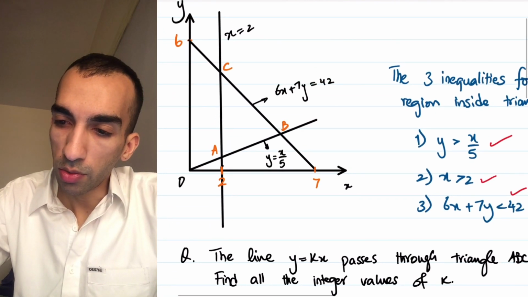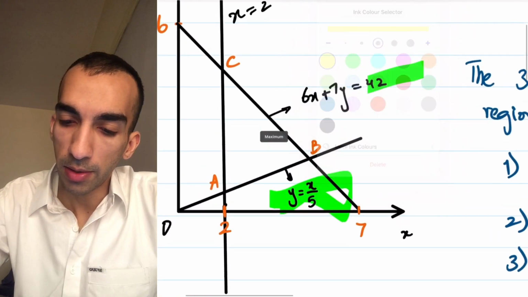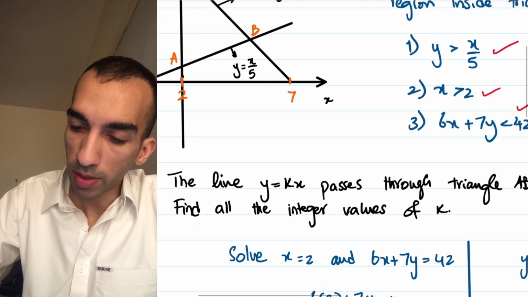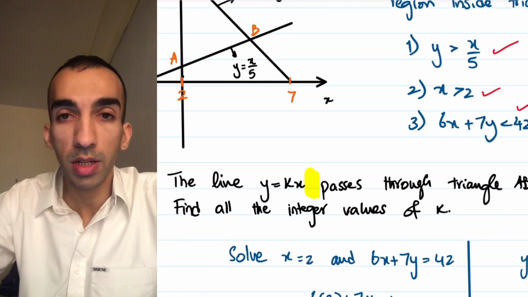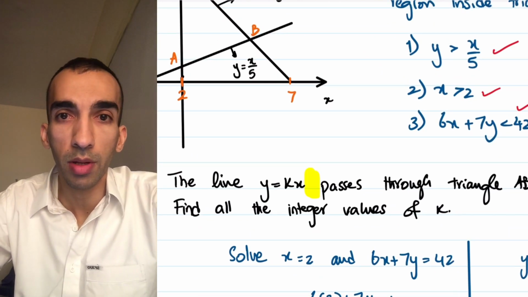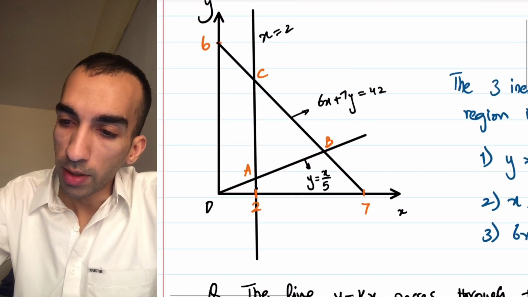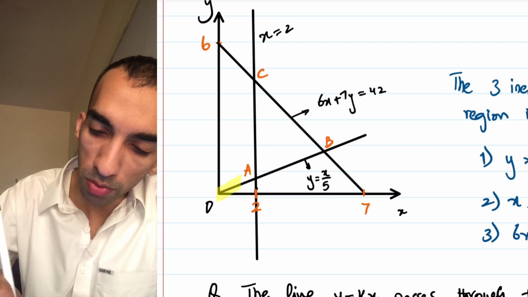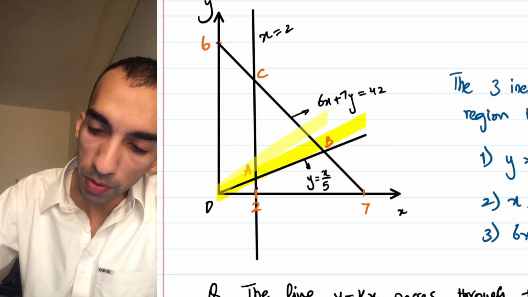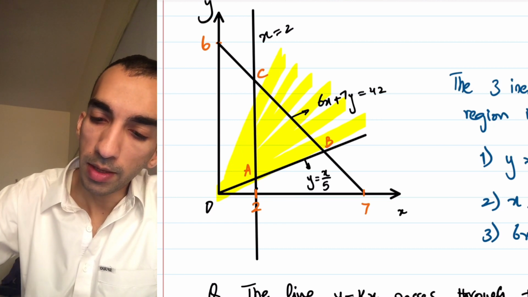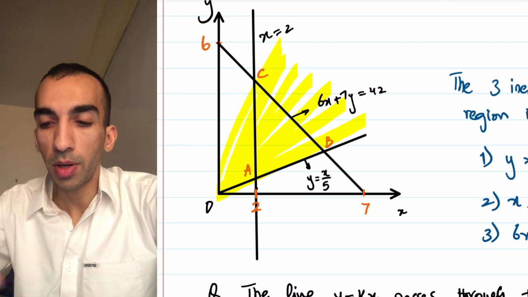Now line y equals kx, what sort of a line is that? Since it doesn't have a y-intercept, remember, y equals kx. If it had some y-intercept plus c, it would have been written over here, plus 2, plus 3, plus 4, anything of that sort. And that's not written over here. So y equals kx is a line that's going to be passing through the origin, either going like this, or this, or this, or this, all the way up till here. They're saying it should pass through triangle ABC.